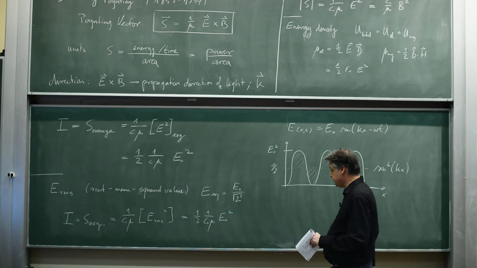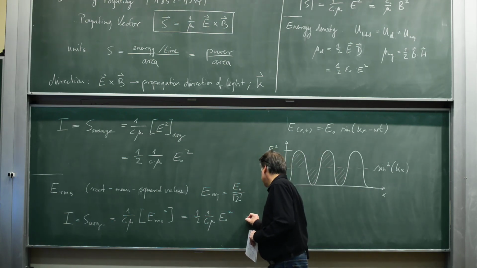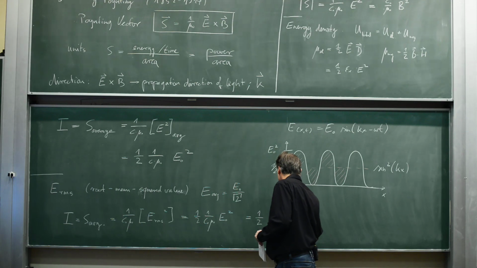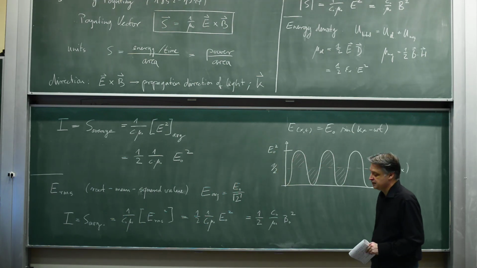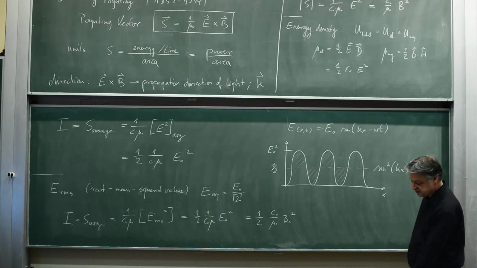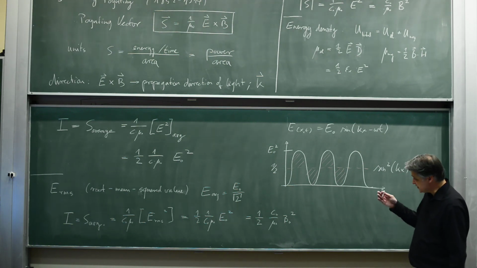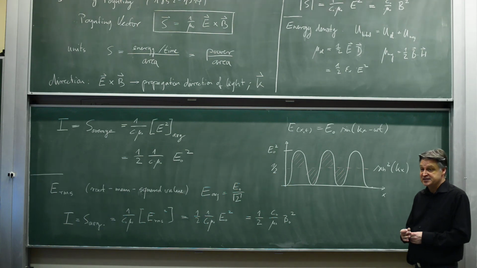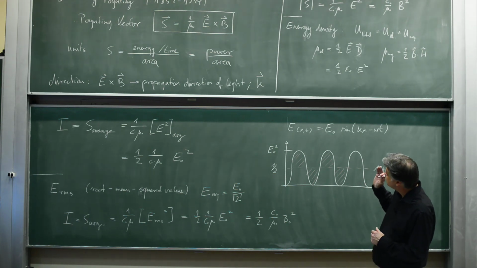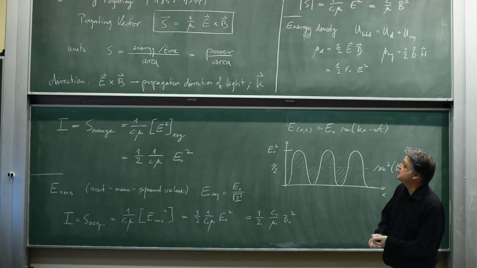The same story, of course, for the magnetic field, where you get 1/2 c naught over mu naught B naught squared. That's the expression for the Poynting vector, or in simple words, the expression for intensity of light. Thank you very much. So that's this chapter, Poynting vector.